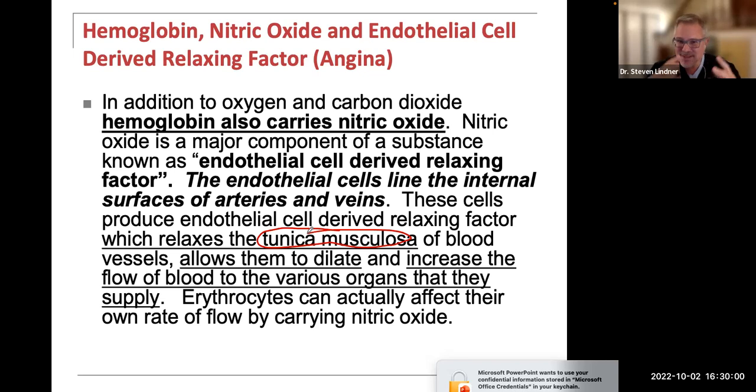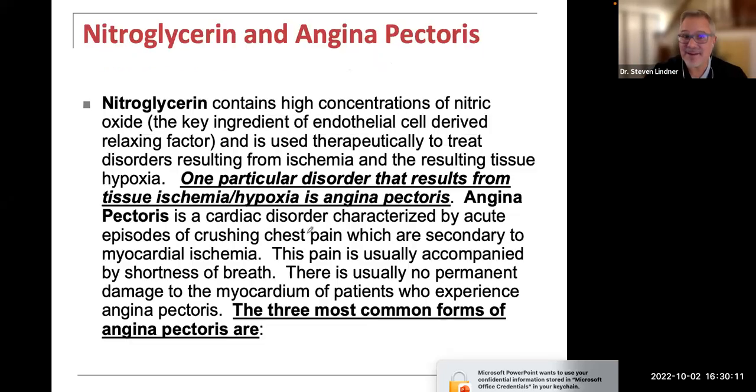So what's cool is that these erythrocytes can actually affect their own rate of flow by carrying nitric oxide. They're going to impact whether or not the blood vessels can dilate. Well, nitroglycerin contains high concentrations of nitric oxide. Remember, that's the key ingredient of the endothelial cell-derived relaxing factor. And it's used therapeutically to treat disorders resulting from ischemia.